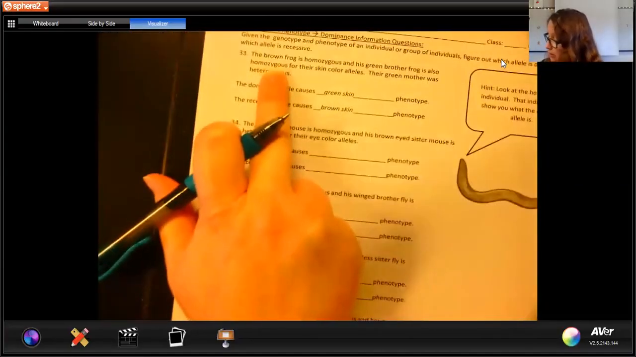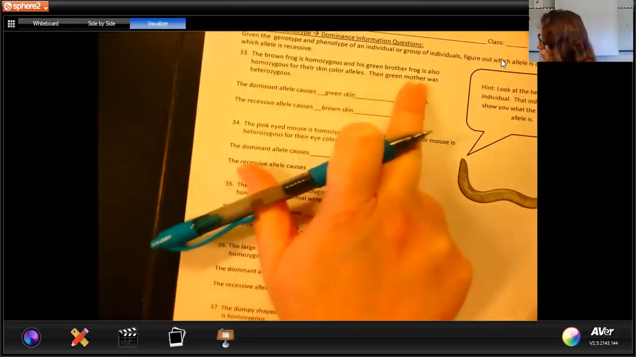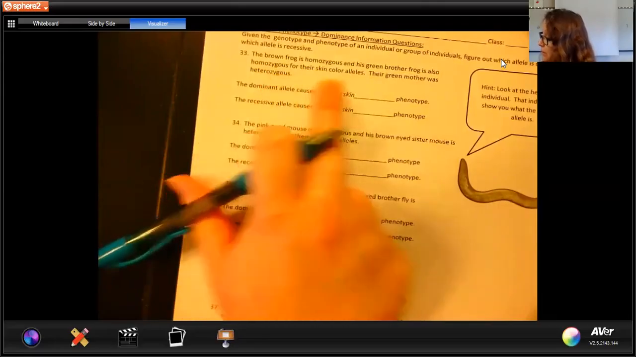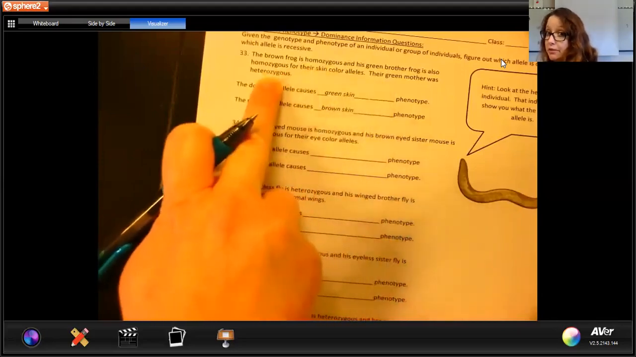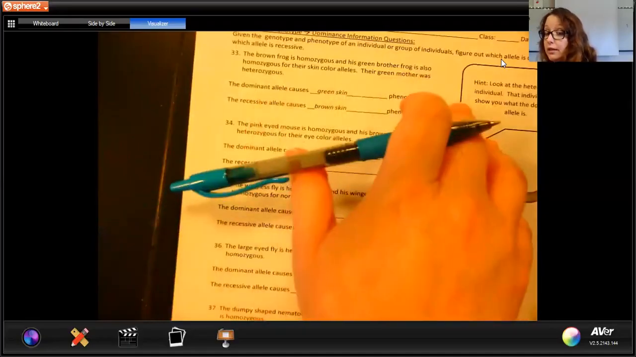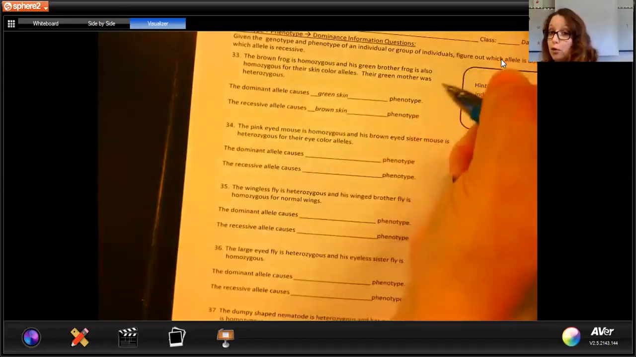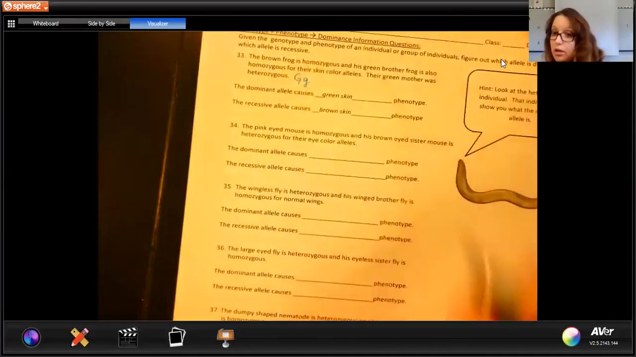The brown frog is homozygous, so either homozygous dominant or homozygous recessive, but he's homozygous. And his green brother frog is also homozygous for their skin color alleles. Their green mother was heterozygous. Mom is heterozygous, but she's green. So I'm going to use green for the dominant color. So big G, little g was mom.